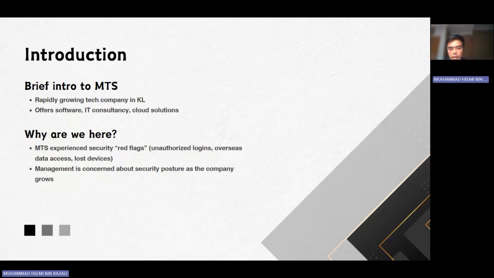So why are we here? MTS has recently experienced some security red flags. This includes unauthorized logins, data accesses from overseas, and lost devices. The company's management is growing more concerned about the organization's security posture.